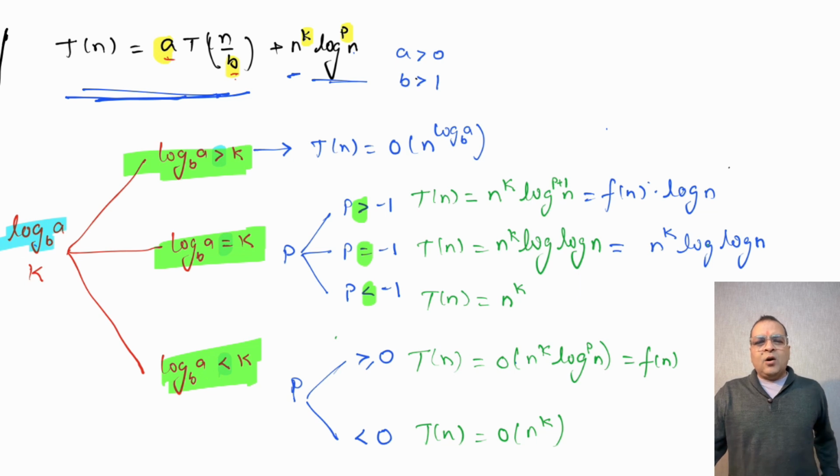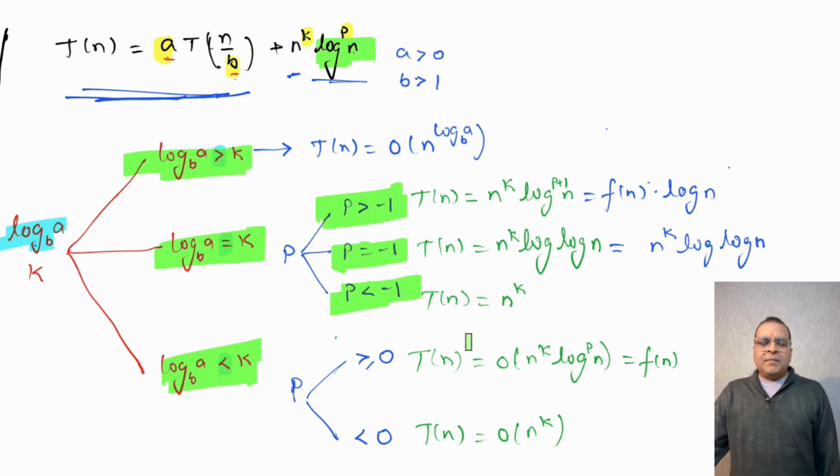In the second case, where log of a to the base b is equal to k, we check the value of p. P is the power of the logarithmic component in the function f(n). If p is equal to minus 1, which means that the logarithmic component in the function is in the denominator and it is only log n, then we say that the answer is n raised to the power k, log of log n. If p is less than minus 1, which means that in the denominator we may have log square n, then the answer will be n raised to the power k, which means that in the f(n) we will ignore the logarithmic component.